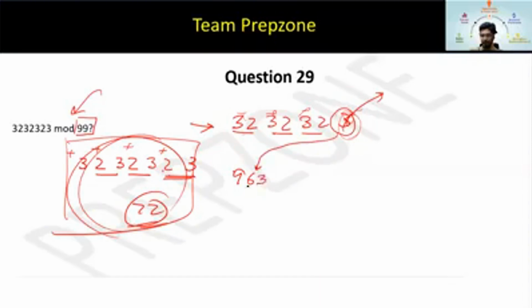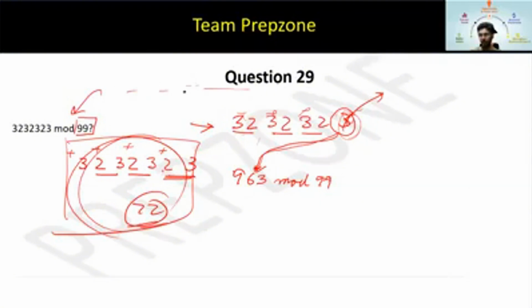Now, what you will do, this number which you have left earlier, you will copy it here. And you will say that this is 963 mod 99. Okay. You will not add it. You will simply just put it here. What is the concept behind it? Again, you can check it by separating the numbers. You will get this thing, right?